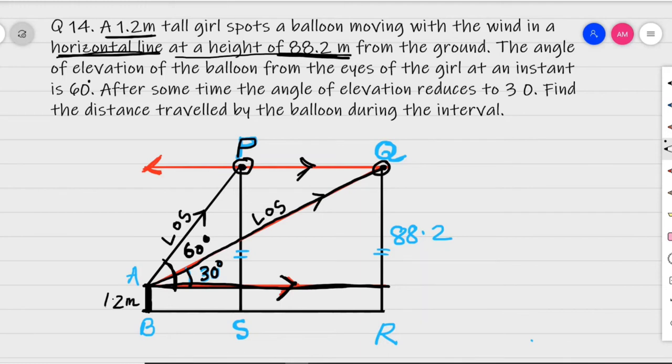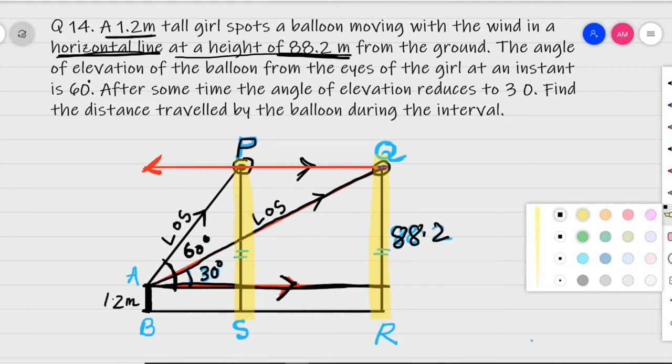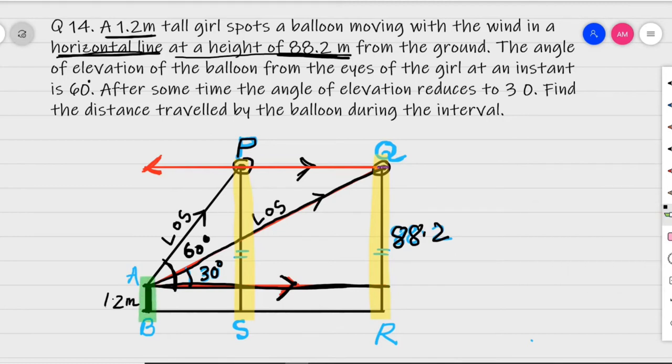Now children, see, QR is 88.2. It is given that the height of the balloon from the ground is 88.2. Not only QR, PS is also 88.2. These two are 88.2. Now you have seen that the girl is 1.2 meters high. So if you draw a line, you will see that this much is 1.2 and this much is also 1.2. So we have to find out the rest of the part. Now how will we find it out?